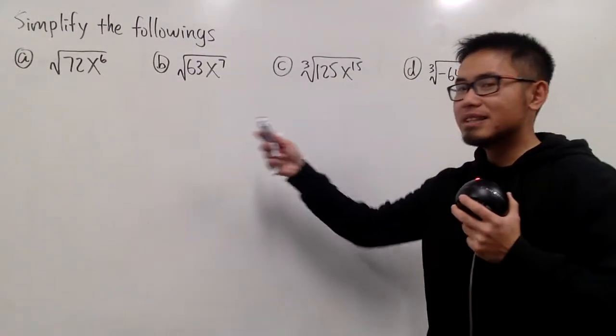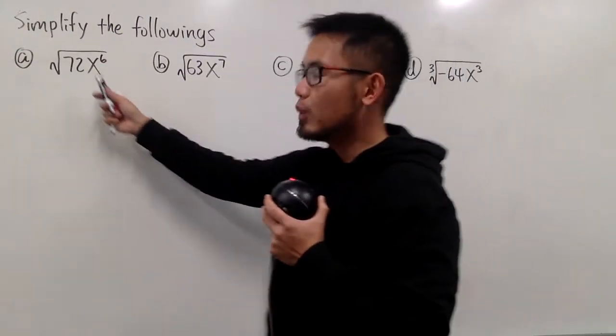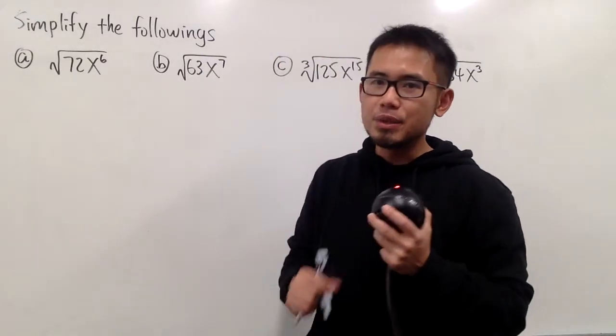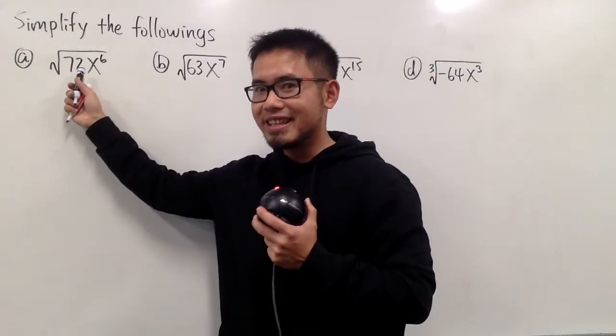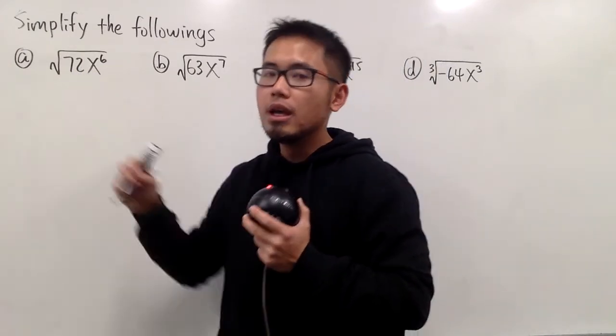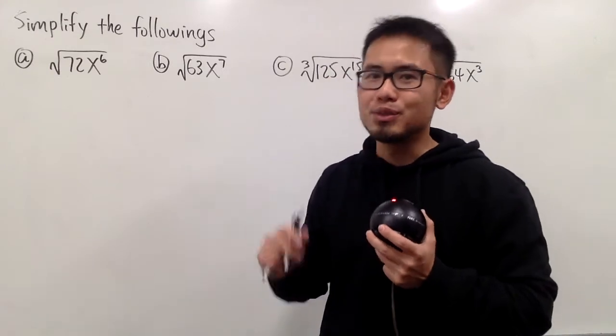Okay, we're going to simplify these radical expressions. For the first one, we have the square root of 72 times x to the 6th power inside. This is how we take care of the number first. We are going to ask ourselves, what times what will give us 72? And one of the numbers should be a perfect square.